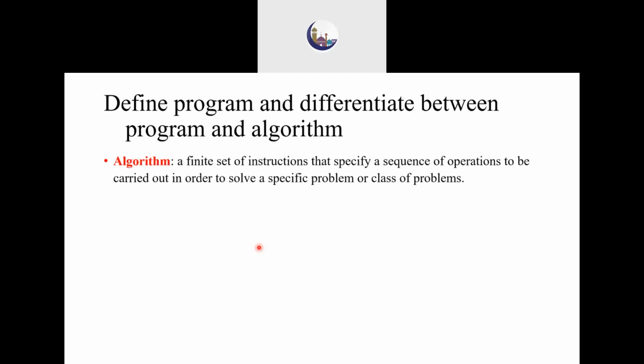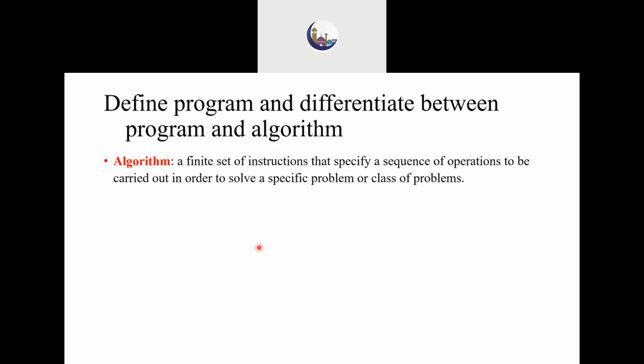Having had a brief introduction about what an algorithm is, now let us focus on the program and how it differs from an algorithm. As we know, an algorithm is nothing but a finite set of instructions that specify a sequence of operations that need to be carried out in order to solve a particular problem.